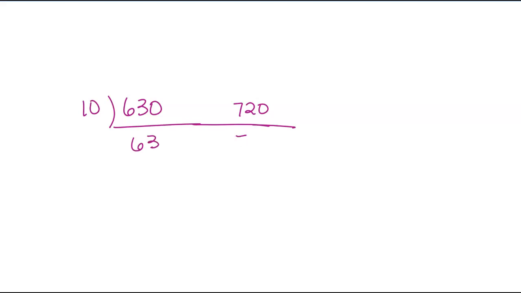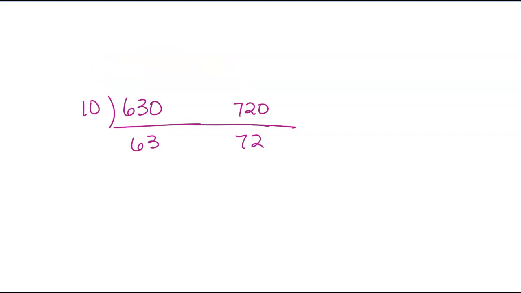Let's say 630 and 720. Okay? All right, I'm going to look at both of these and realize, oh, look, they both divide by 10. So that means 63 and 72, because I did 630 divided by 10 to get 63, and 720 divided by 10 to get 72.